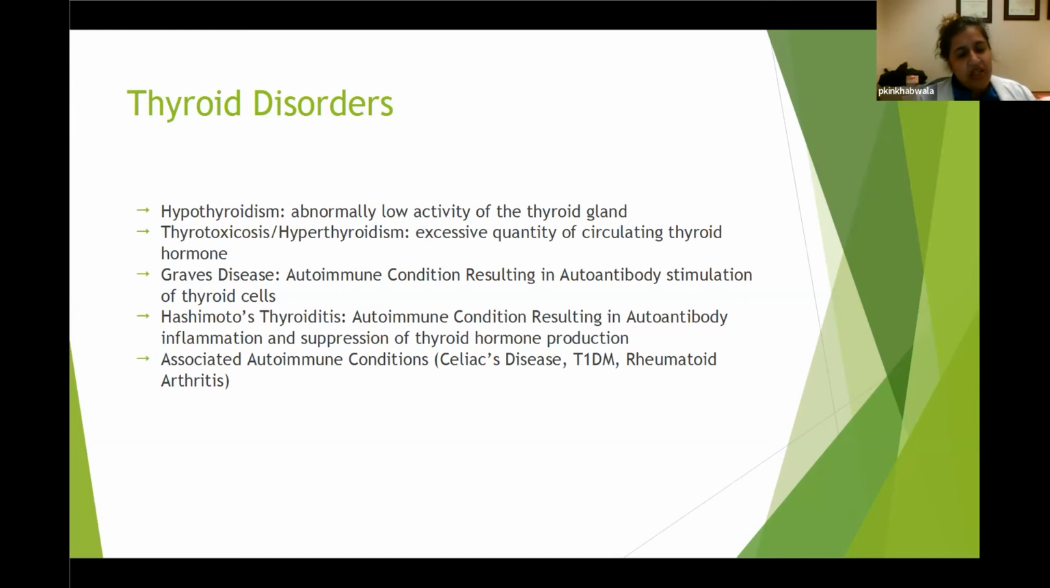Then we have two separate autoimmune conditions. There is Graves' disease, which is the autoimmune condition from antibody activity and inflammation that stimulates excessive thyroid hormone production by the cells, or Hashimoto's thyroiditis, which is an autoimmune condition resulting in inflammation of the colloid and suppression of thyroid hormone activity.